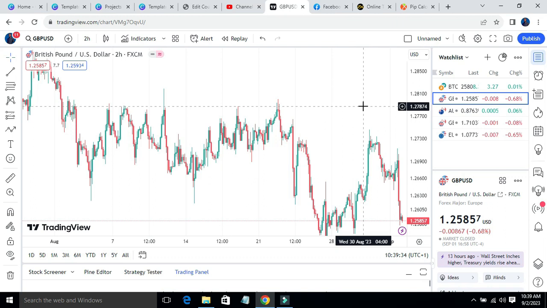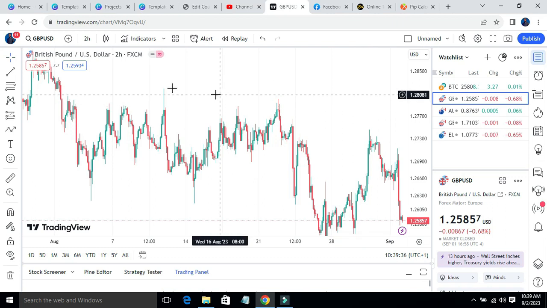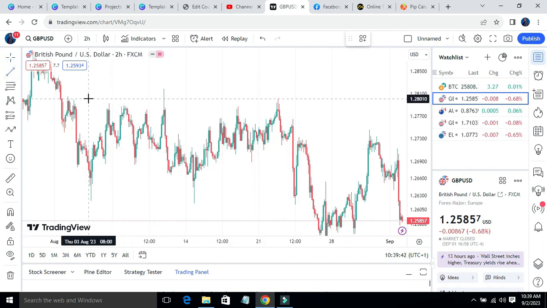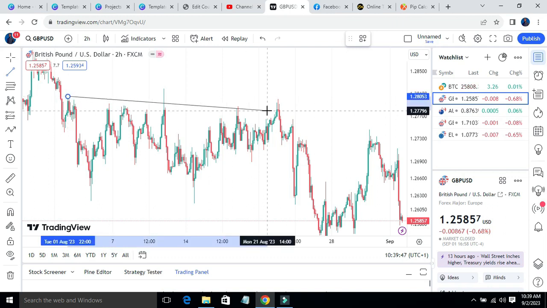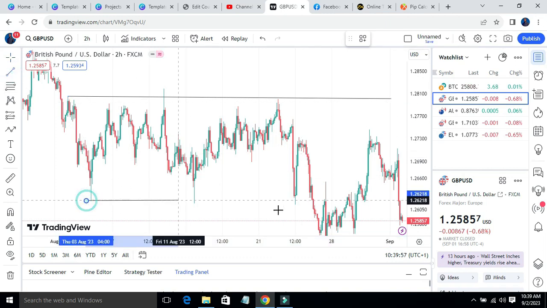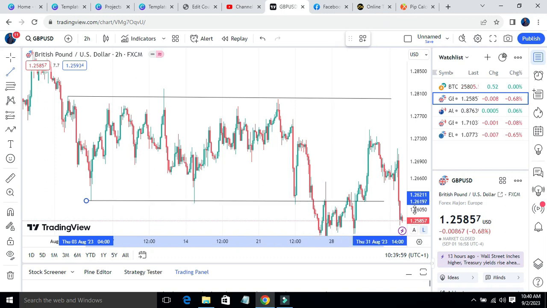Let us use this area for an example. We are going to draw a line to show you a visual representation of what I'm talking about. So here, this is an area of what? Resistance. And here, this is an area of what? Support.